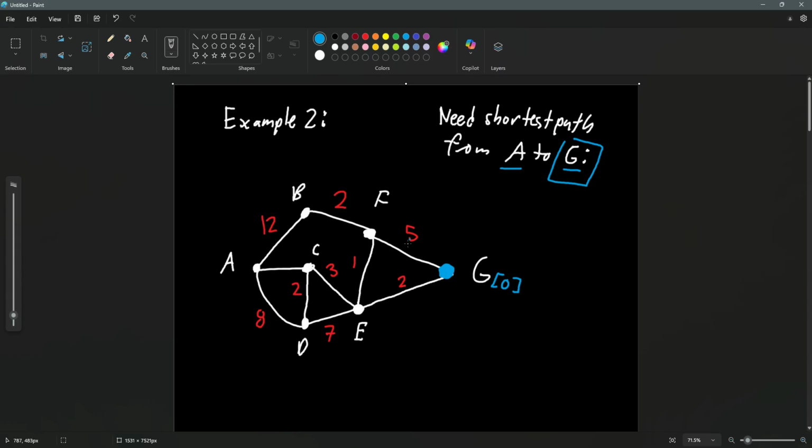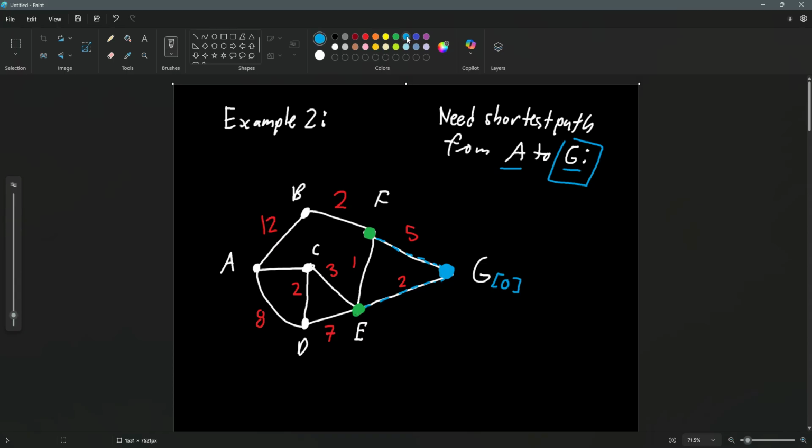Okay, and so now, just like the first example, we're going to start talking about the edges that are connecting to G right here. So we've got two of them. And now we're going to look at the vertices that those edges are attached to. All right, then we're going to pick the one that's going to have a smaller number. And in this case, it's going to be E.